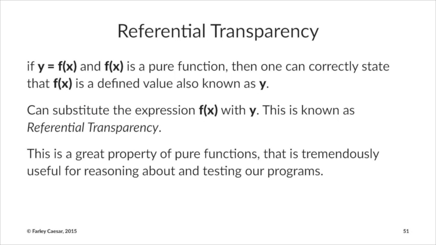Pure functions also give you referential transparency. This is one of those terms always thrown around in functional programming. What does it mean? All it means is that if I have a pure function y equals f of x, you can always substitute f of x for the y, right? They're basically the same thing. So if you have the square root of 16 equals 4, you can always substitute the square root of 16 for 4.